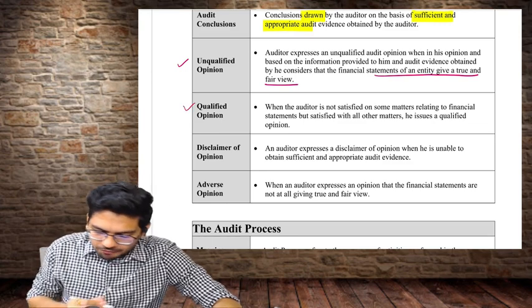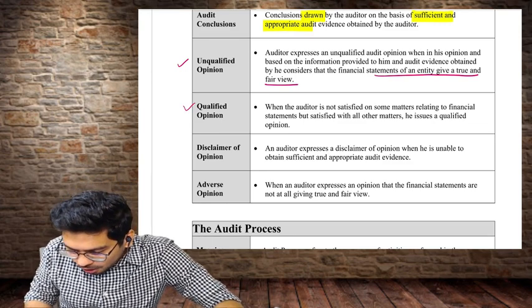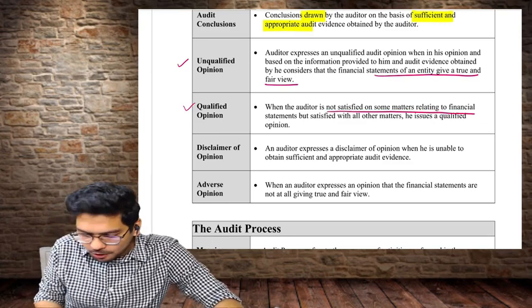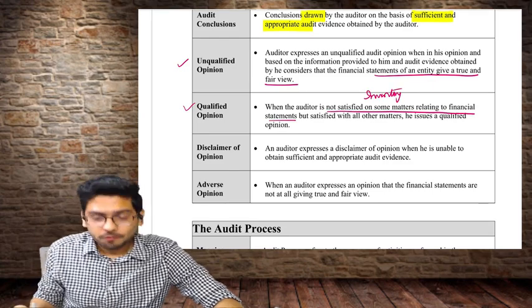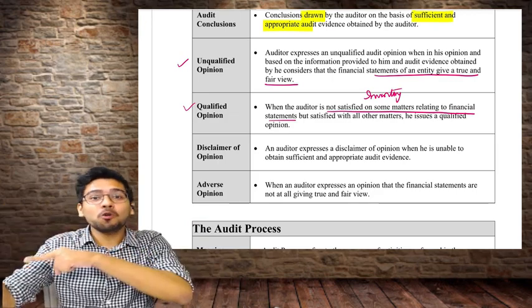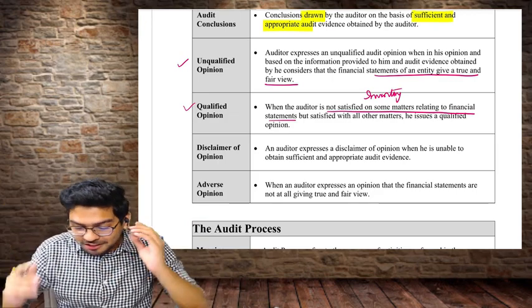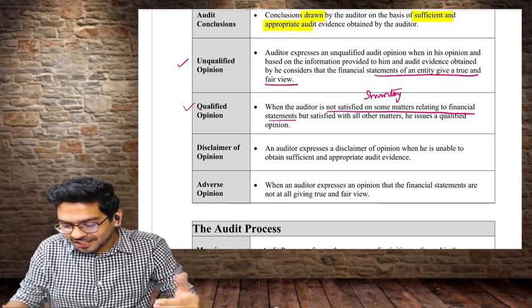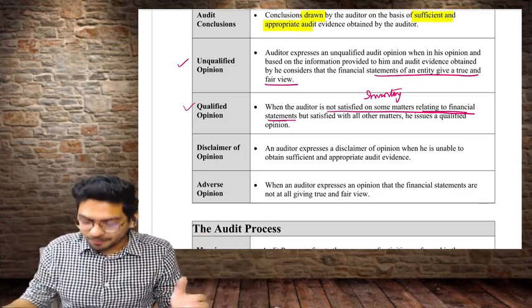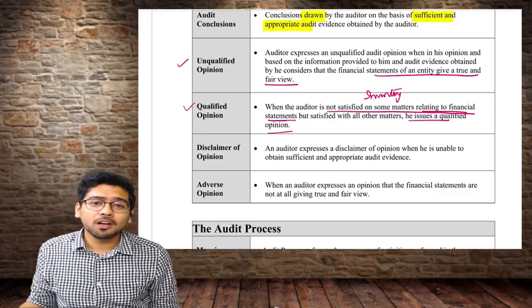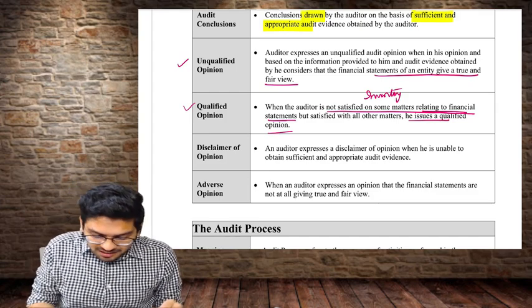Okay. What about qualified? When the auditor is not satisfied on some matters relating to financial statements, for example, in my case, I told you inventory. For example, in case of Ramji, I told you foul-mouthed girl, right? So when the auditor is not satisfied on some matters relating to the financial statement, but satisfied with all other matters, he issues a qualified opinion.